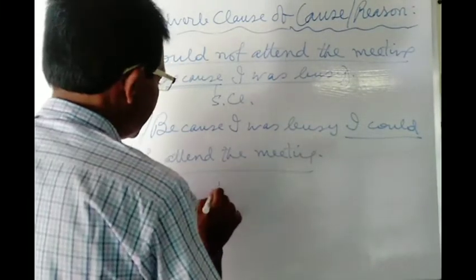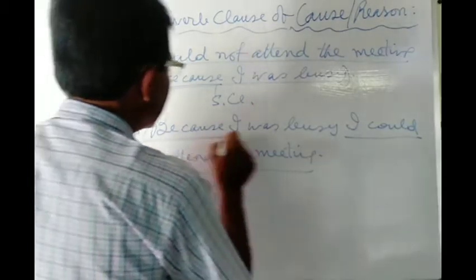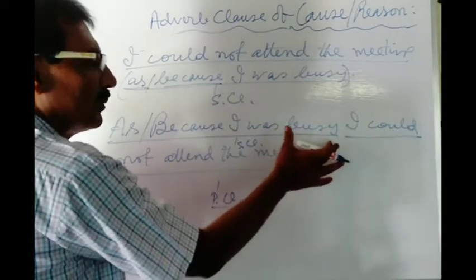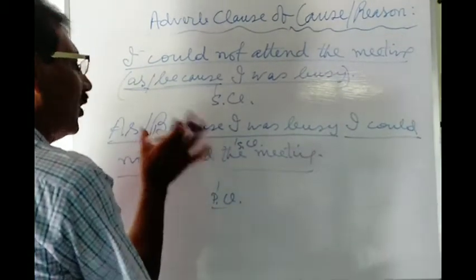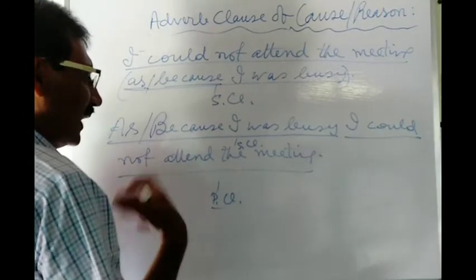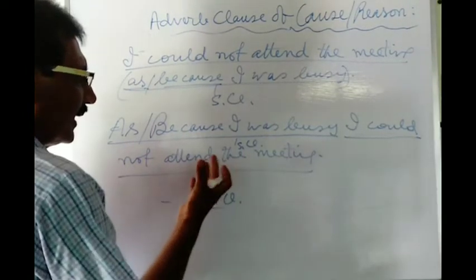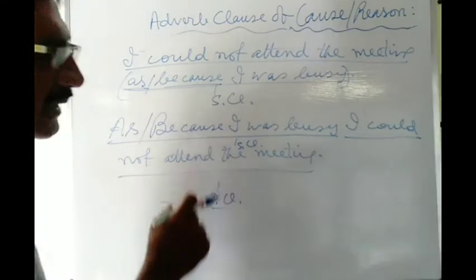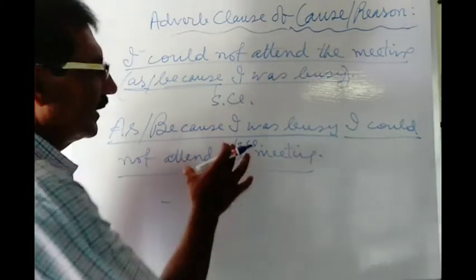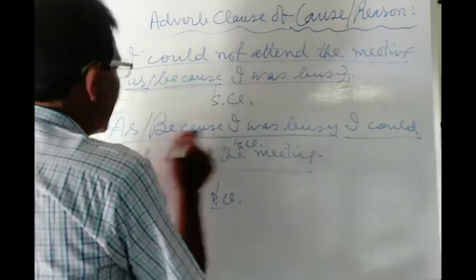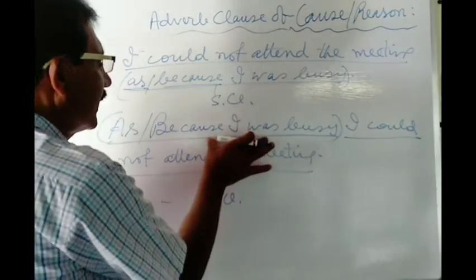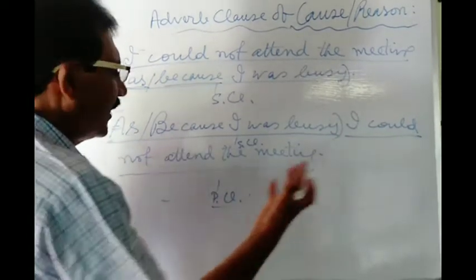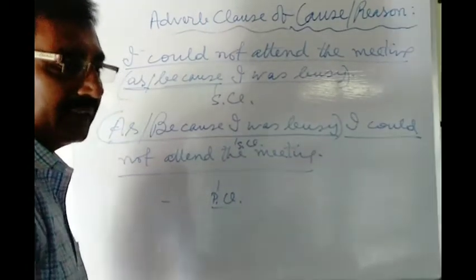Here the principal clause is used just after the subordinating clause. As or because I was busy, this is the subordinating clause. This subordinating clause is used before the principal clause. Here this is the cause of my not attending the meeting. If you write the sentence in this way, this type of sentence is to be termed as complex sentence, because this is the subordinating clause. This subordinating clause is used in order to indicate cause. Due to my busyness, I could not attend the meeting. This is the simple sentence.